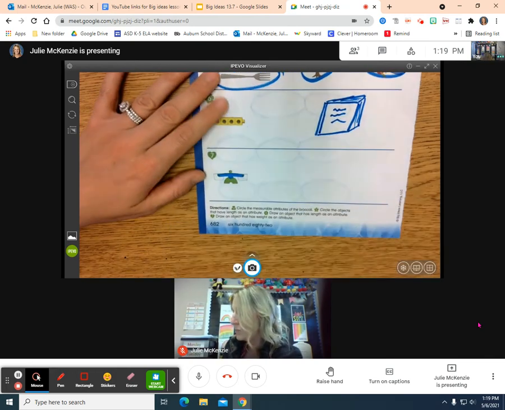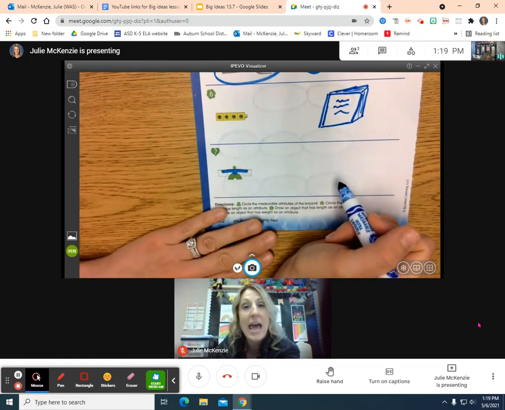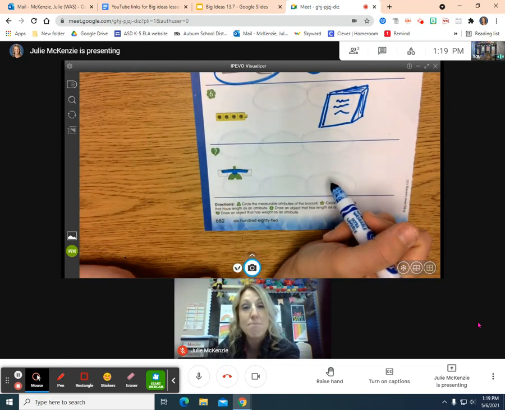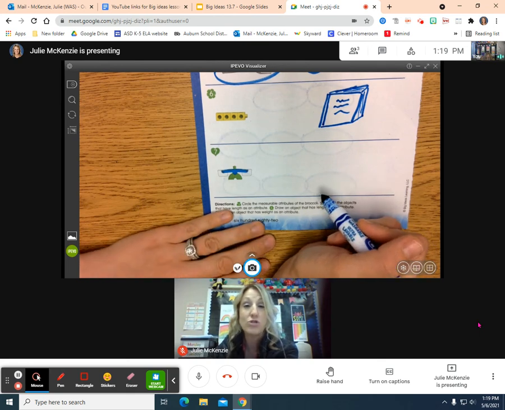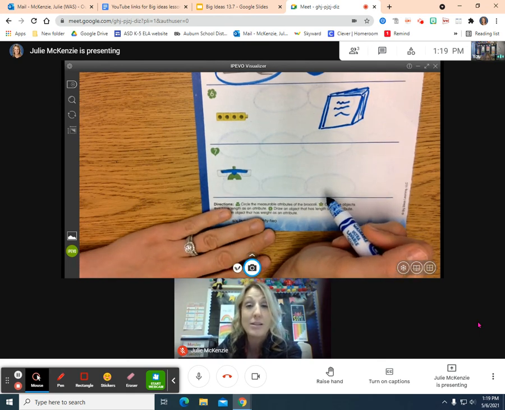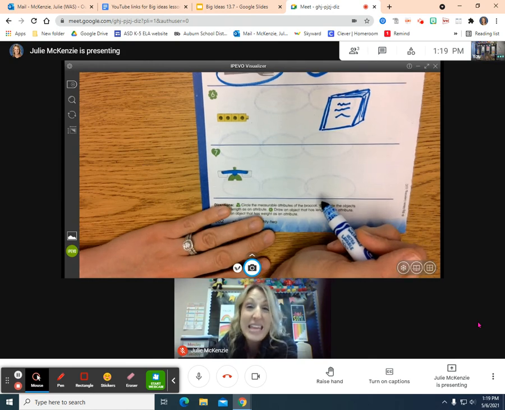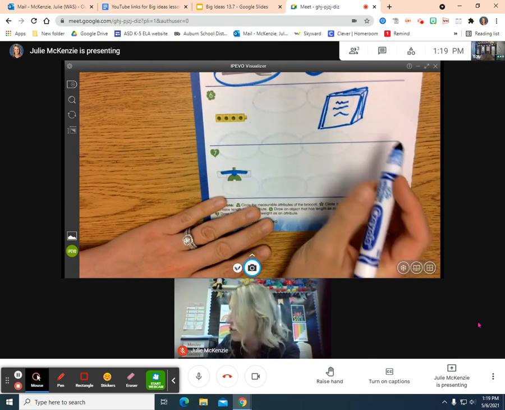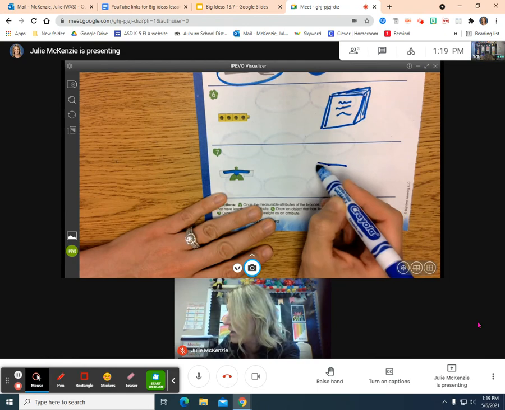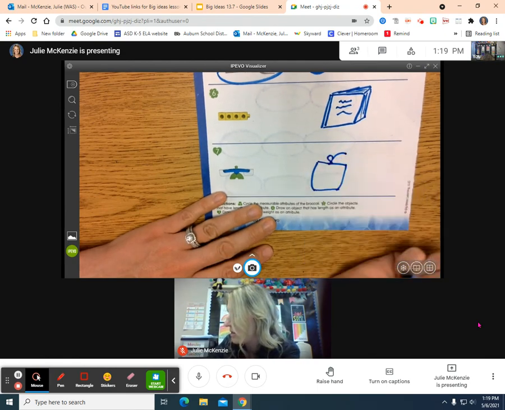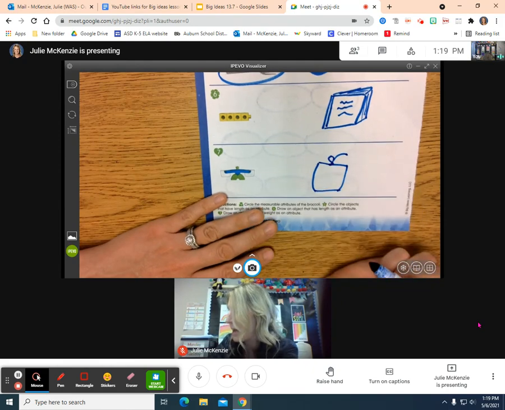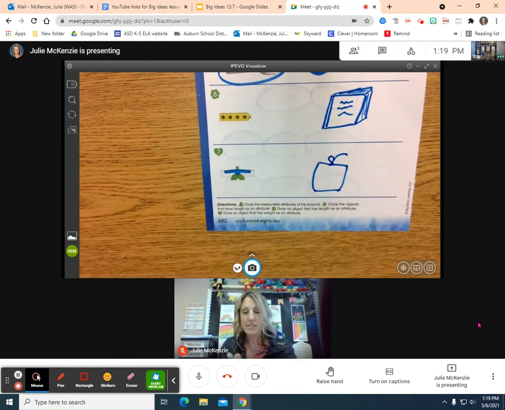All right, last one. Please draw something that has weight as a measurable attribute. What would have weight as a measurable attribute? That means you could put it on some type of a scale, any type of a scale, and see how much it weighs. Just about anything really has weight as a measurable attribute. I'm going to draw an apple. That's my apple.